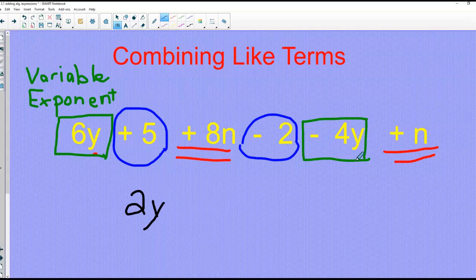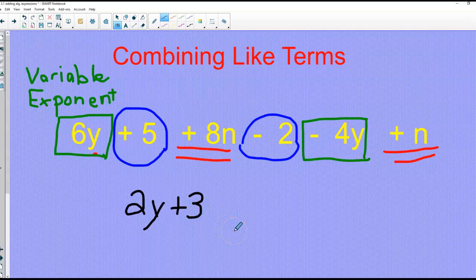Okay, let's go to the constants now. So they're the ones in blue. So I have a positive 5 and minus 2, or a negative 2, right? So 5 minus 2 is just going to be 3, and it's a positive 3. So I put a plus sign here because it's positive, and there's my 3.